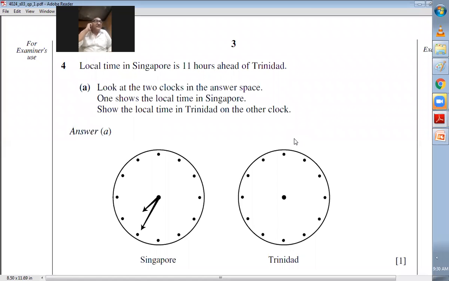So what is the Singapore time? It is 7:35. In Singapore, the time is 7:35. In Trinidad, the time will be 11 hours behind. So the time will be 11 hours behind.